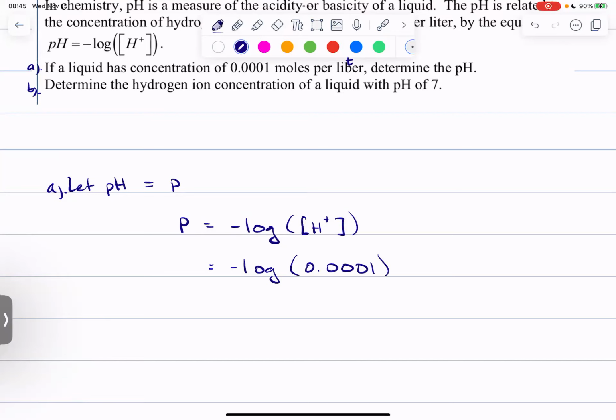Couple of ways that you could do this, right? You could notice that this is log base 10, right? 10 to the power of something is 0.0001, right? And so that math is relatively fine. Or you can use your calculator, log base 10 of 0.0001.